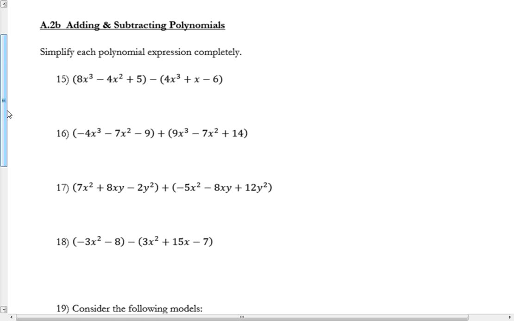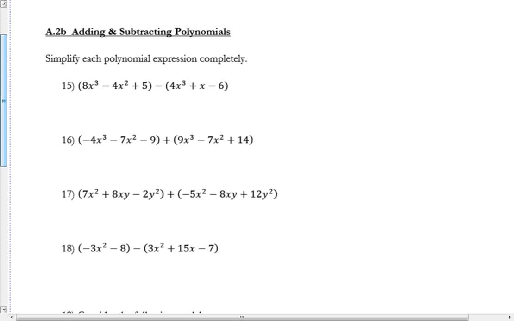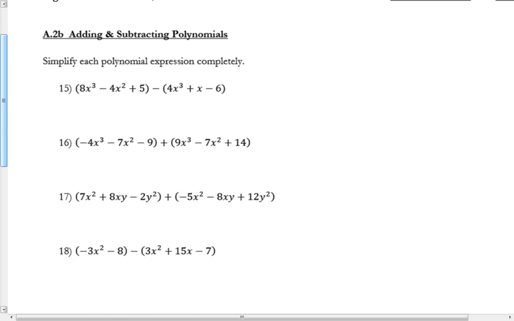We've got a subtraction problem. Let's try that again. Here we go. Subtraction problem. So when we have a subtraction problem, we need to make sure we change the signs of everything that follows. So the first polynomial stays the same. The second one changes sign, so it becomes negative 4x to the third minus x plus 6.